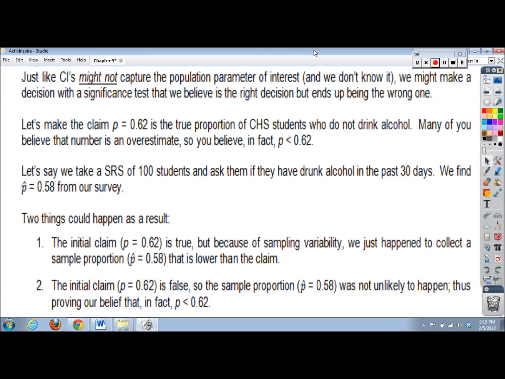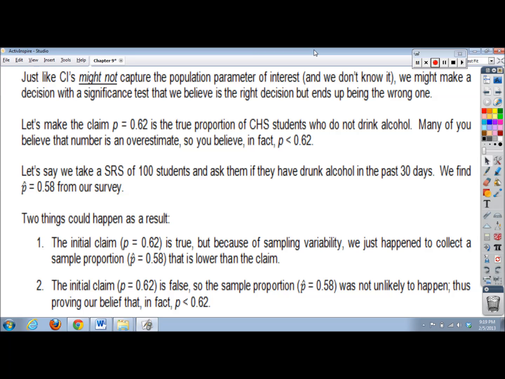So we might make a decision with the significance test, with the hypothesis test, that we believe is the right answer, but it ends up being the wrong one. How are we going to know if we made the wrong one? Same scenario applies like we had with confidence intervals. We may not necessarily know, but we're going to do the math and we're going to try to give it our best go.